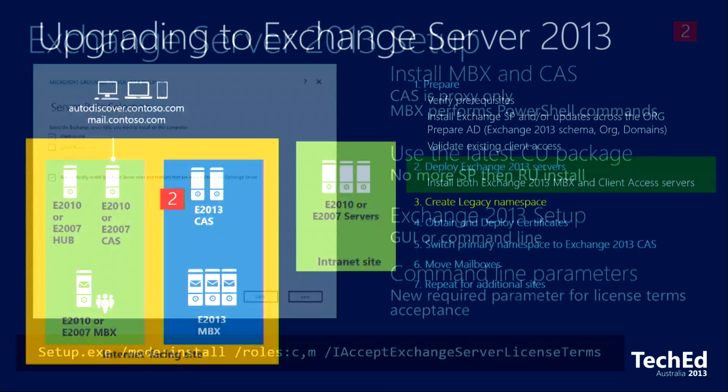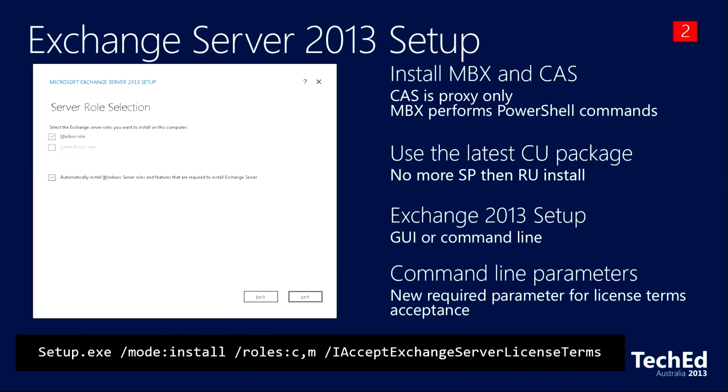All right, so the next step is doing the actual deployment process. And setup has changed a little bit. So historically, with 2010 and 2007, we had two setup executables, setup.exe, which would run the GUI version, and setup.com, which would run the command line version. Now there's just setup.exe. There's just one version. And if you run setup.exe by itself, it runs the GUI version.